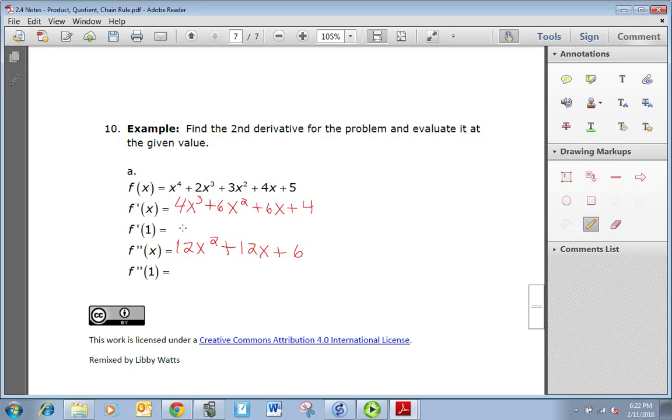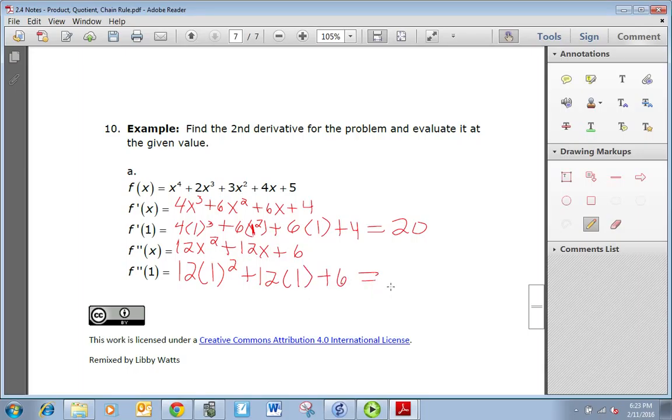And then you just want to plug 1 in for both of these, so 4 times 1 cubed plus 6 times 1 squared plus 6 times 1 plus 4. So that's going to be 4 plus 6 is 10, plus, oh, there should have been another 6 there. Six times one, so it's 16, and another 4 is 20. And if we plug 1 in for the second one, that's 12 times 1 squared plus 12 times 1 plus 6. So 12 plus 12 is 24, plus 6 is 30.